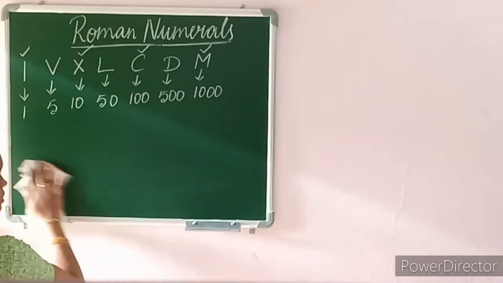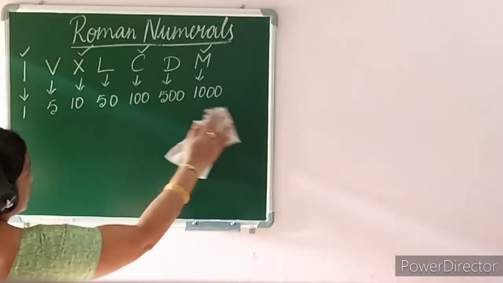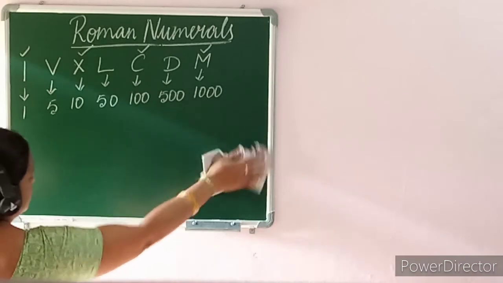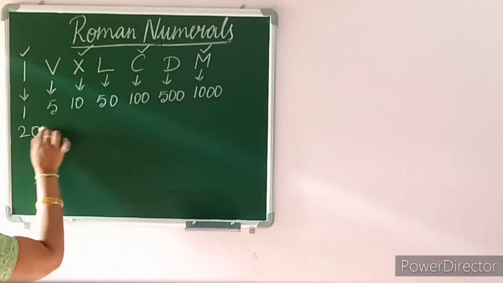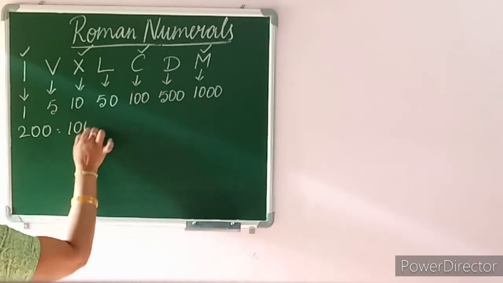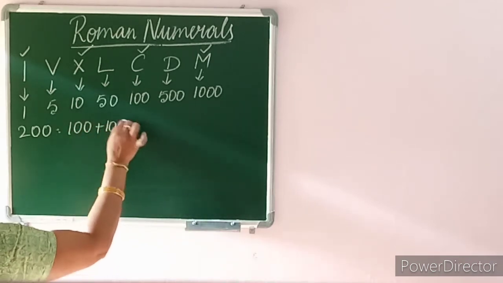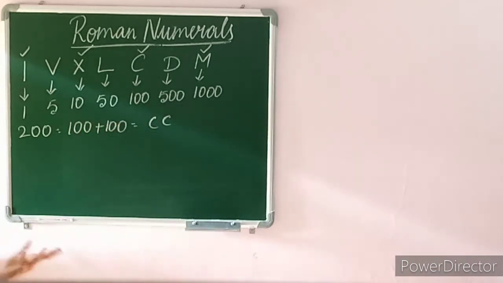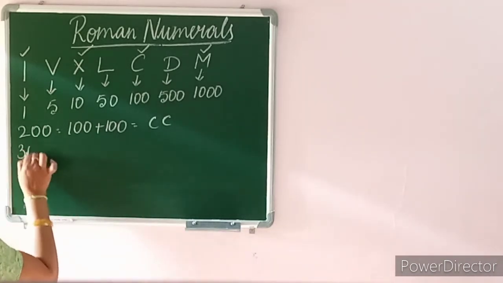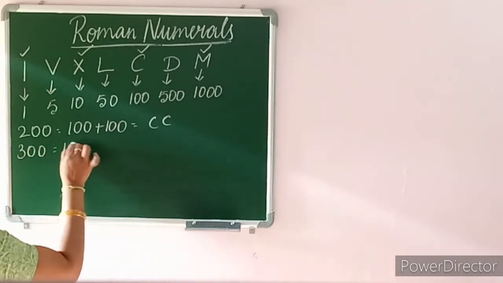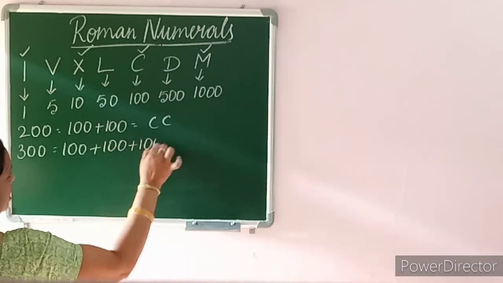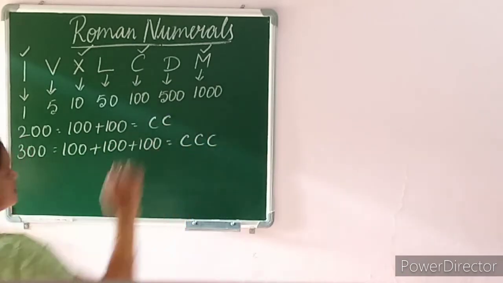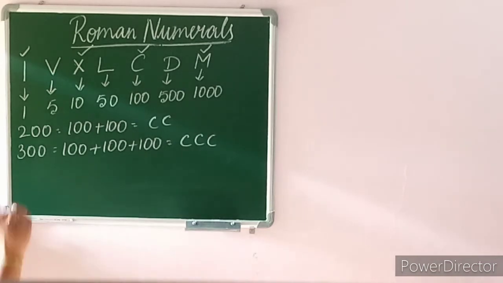Suppose it is 200. If the question is in the 200s, how will you write 200? 100 plus 100. If you write 100 two times, that is 200. Suppose it is 300, how will you write? Write 100 three times. Then your answer will be CCC. Right? You are seeing this one.